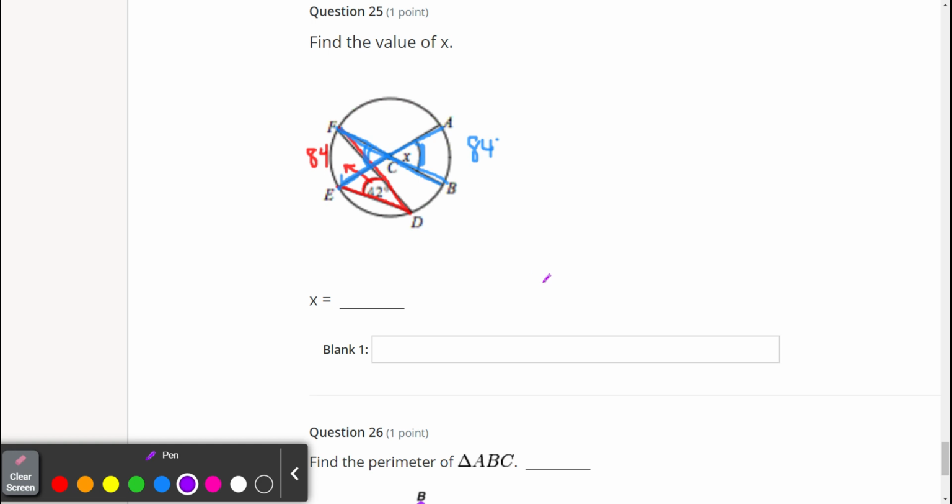Wait, no, 25 is wrong. It's not 42. It's 84. Why is it 84, not 42? Oh, because they go like vertical. So this way you can see. The red doubles to get to the arc, but then these two arcs are vertical to each other. They're exactly the same.